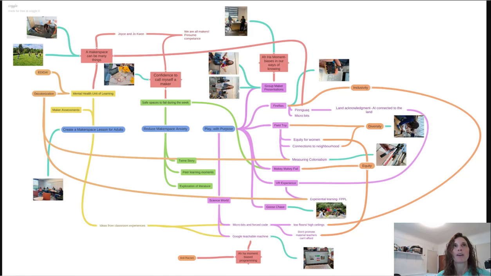So using my maker mentality, I have created this mind map that you can see on my screen, and I was hoping that it will sort of summarize everything that took place, and I will explain it now in this video.